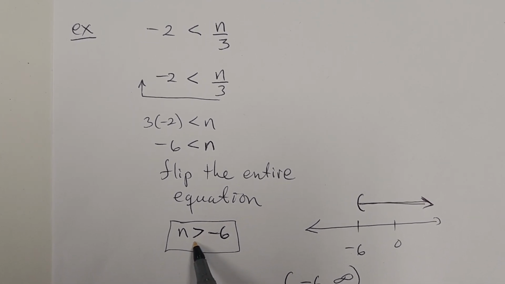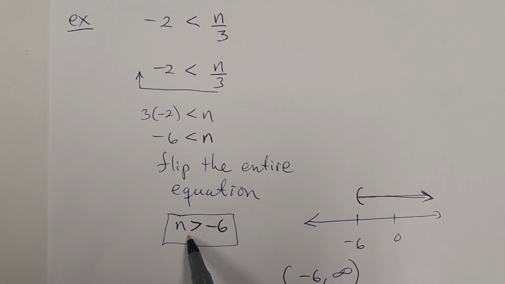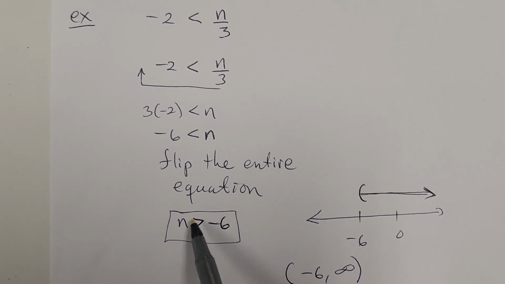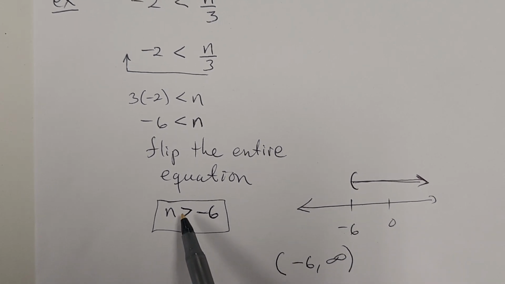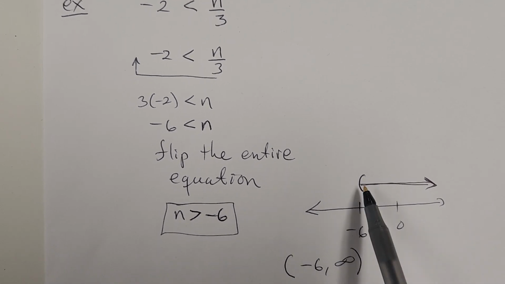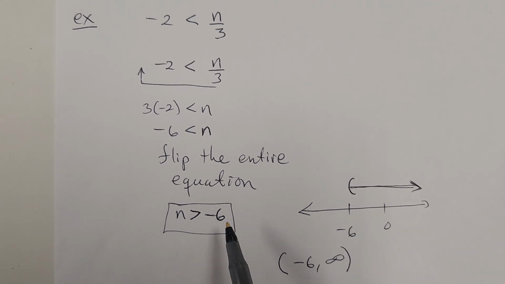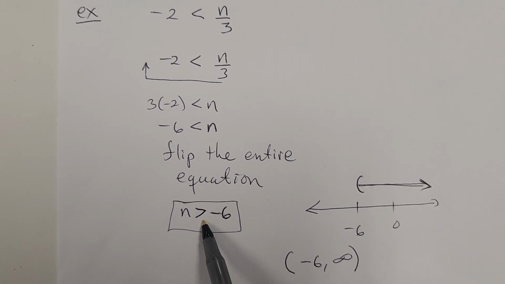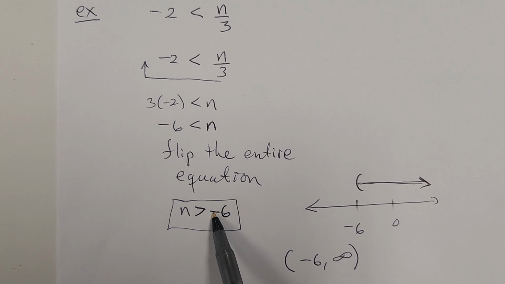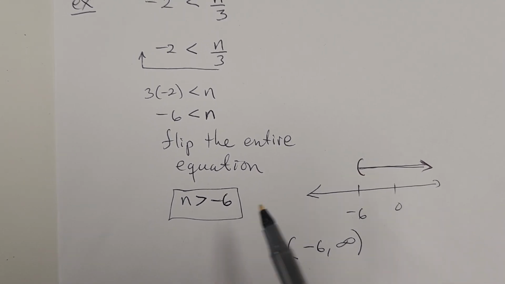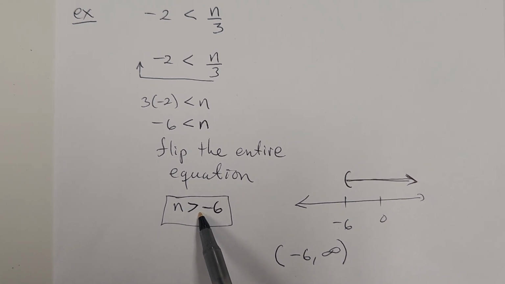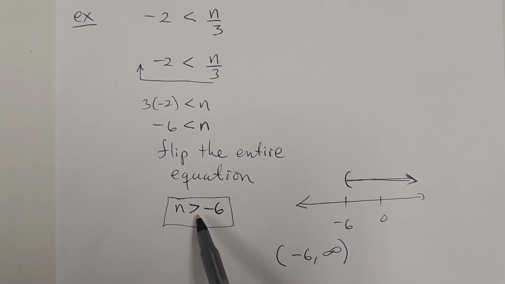There's no line underneath right here where I am circling. There's no line underneath here, so we will use parentheses, and this is considered open. So open parentheses. Why is this open? Because there is no line underneath. So from -6 all the way to the right side, using parentheses because this is open.